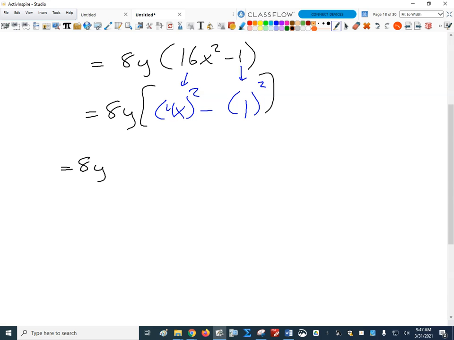What happens if I have A squared minus B squared? That's going to work out to be what? So I have the quantity 4x squared, that's my first thing that's being squared, minus 1 squared. Using my difference of squares pattern, what am I going to get? 4x minus 1 times 4x plus 1. Done. Everybody agree? Okay, good. You guys are doing great.